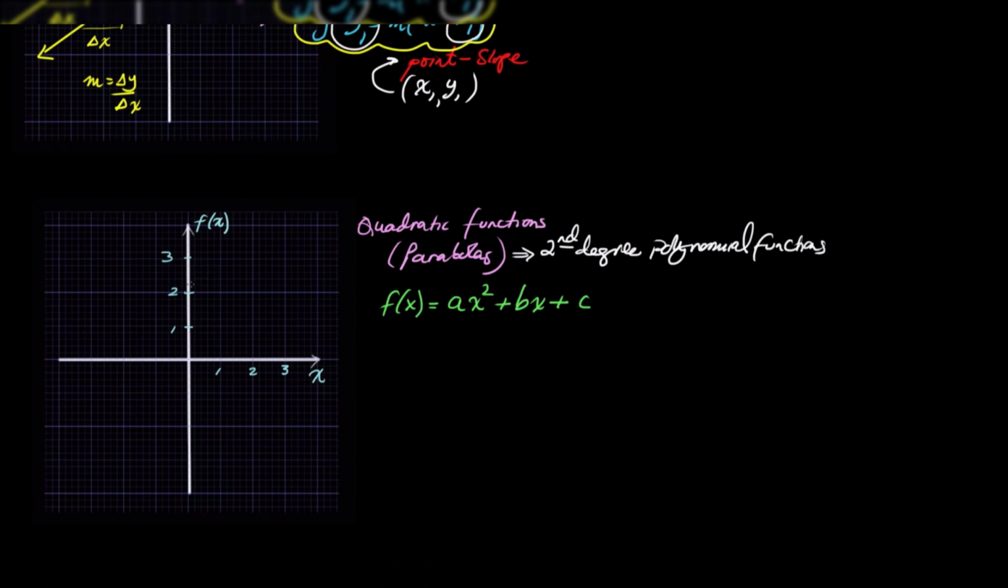Now, if you remember, the degree is the highest exponent that's in the rule. So if this is x squared, that's the degree. Linear functions, in fact, are first degree polynomial functions. So quadratic functions, the more precise definition for them is that they are second degree polynomial functions, right?